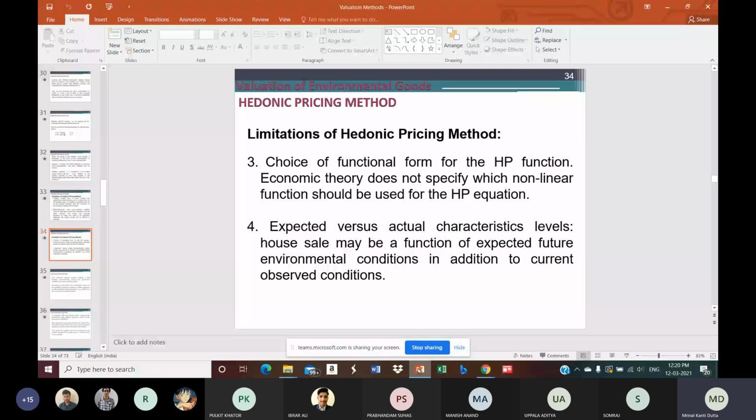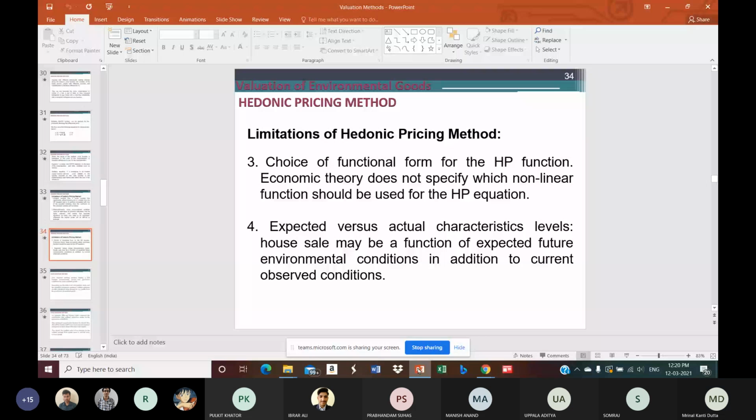The expectation regarding changes in the level of environmental quality will affect the price of the house. If there is a possibility of environmental quality being degraded because of certain intervention by the government or because of other development, then obviously the prices in the housing market in that particular locality will get affected. Now, that expectation is not captured by the hedonic pricing method.